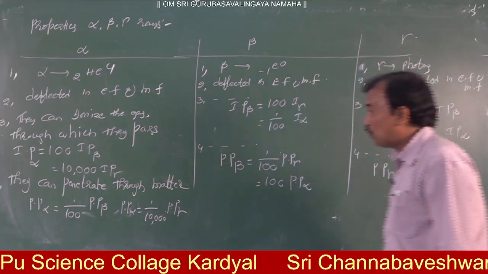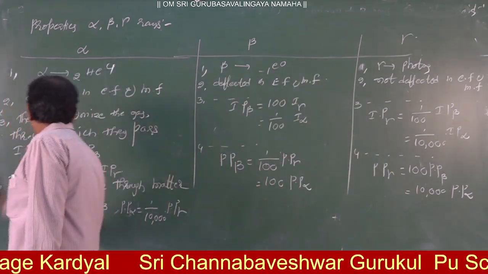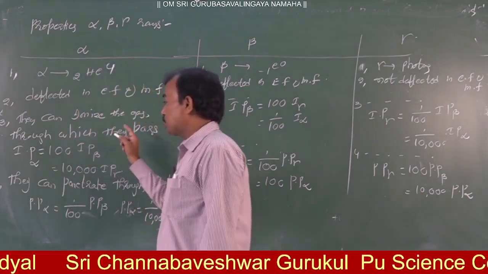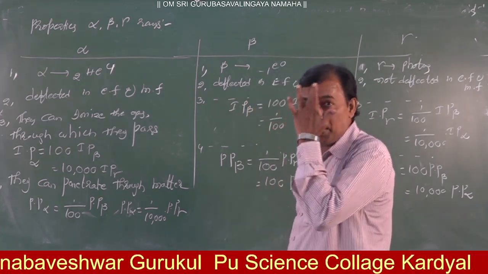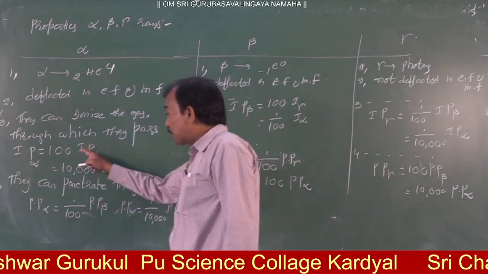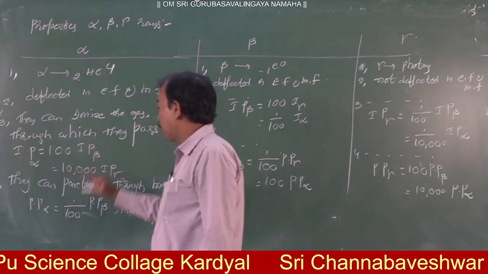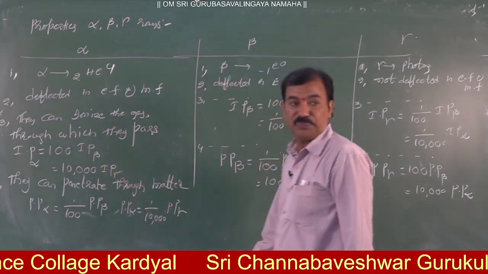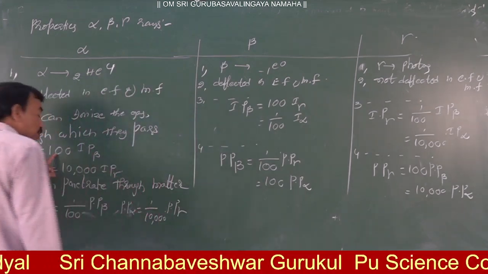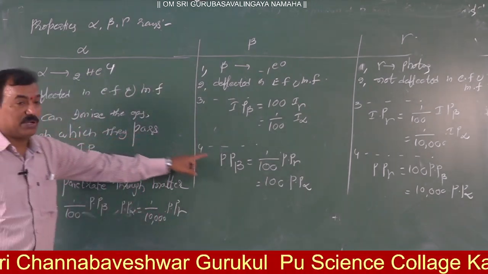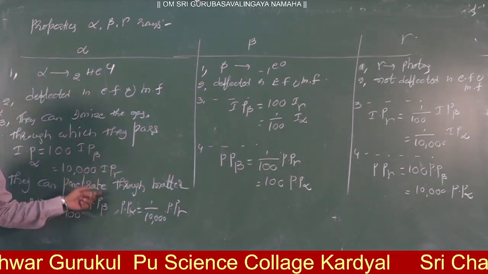Again, the third point is a very important one. They can ionize the gas through which they pass. The ionizing power of the alpha particle is equal to 100 times the ionizing power of the beta, which is equal to 10,000 times the ionizing power of the gamma. Clear? So the ionizing power of alpha is 100 times more than that of beta, and 10,000 times more than that of gamma.